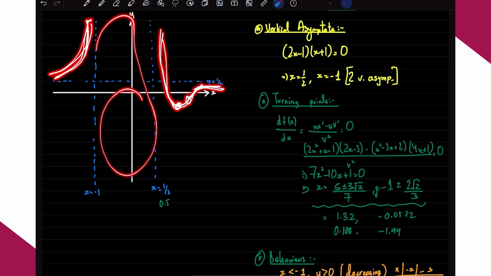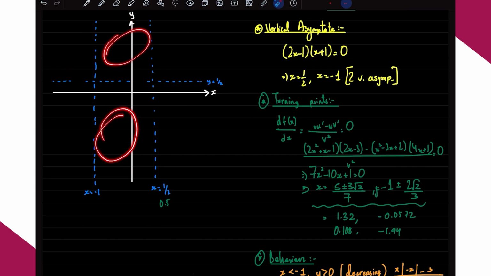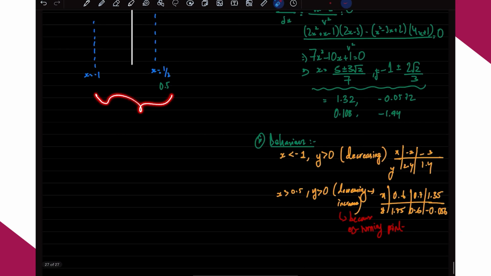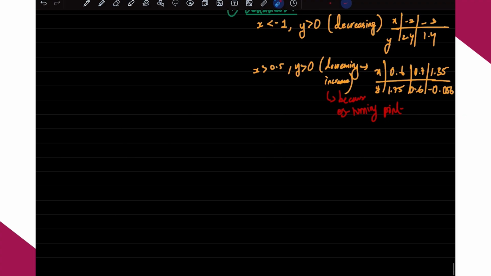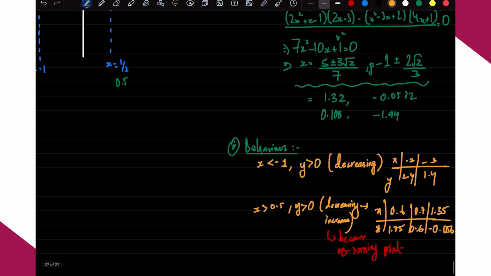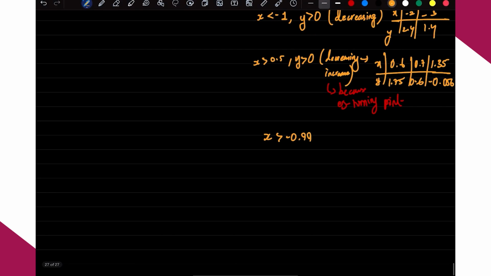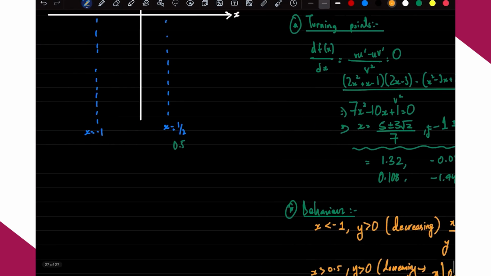Now, what about this region? Does the graph stay on top or on the bottom? That's what we need to find out. So we take any range of values between this. When x is greater than 0.99, we're saying that the values of y tend to be less than 0.